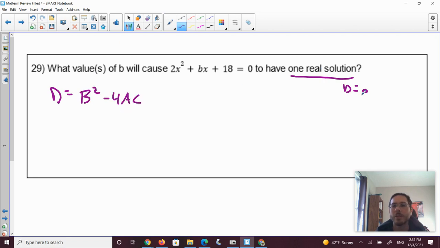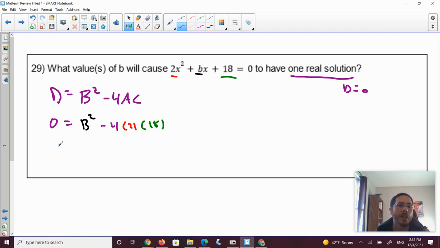All right, well, we want to have the discriminant equal to 0 because that's one real solution. b in this case is b, so I'm going to keep it capital just so it doesn't look like a 6. Minus 4a is 2, and c is 18.